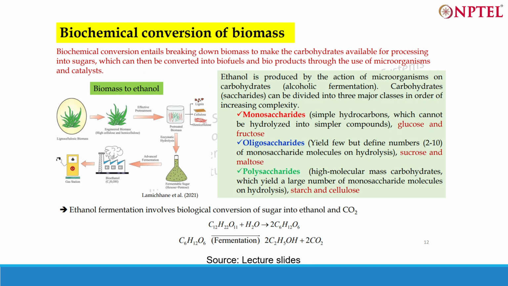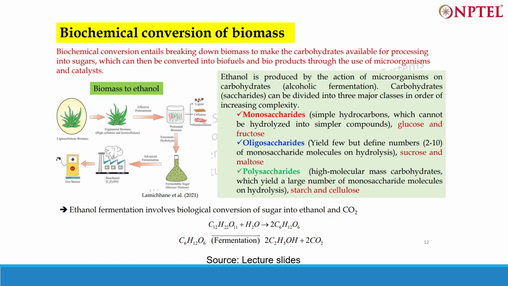Okay. So now, about the different routes of biomass conversion, we will talk about biochemical conversion. Biochemical conversion entails breaking down biomass into carbohydrates available for processing into sugars, which can then be converted into biofuels and bioproducts through the use of microorganisms and catalysts. Okay, that is very important.